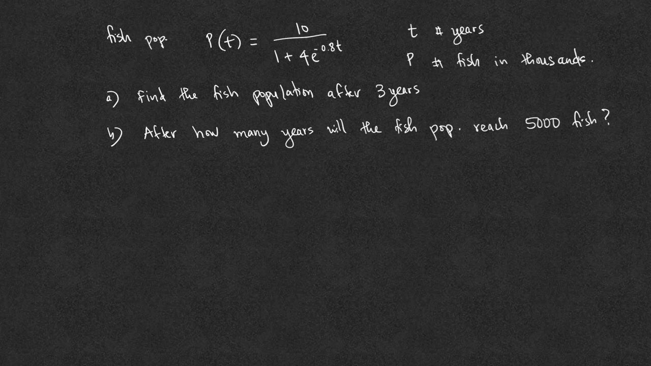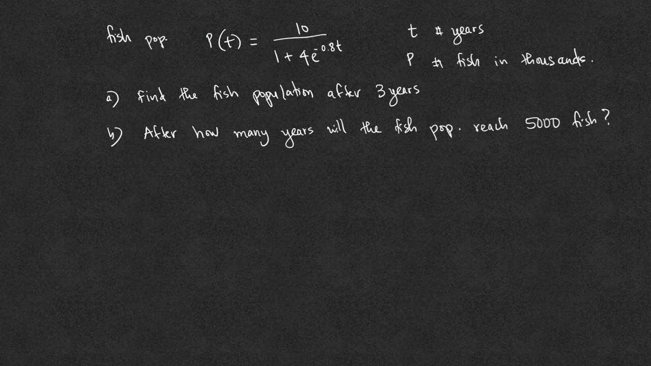A small lake is stocked with a certain species of fish. The fish population is modeled by the function p of t equals 10 over 1 plus 4 times e to the negative 0.8t, where t is the number of years since the lake was stocked, and p is the number of fish in thousands. P is counted in thousands. A. Find the fish population after 3 years. B. After how many years will the fish population reach 5,000 fish?